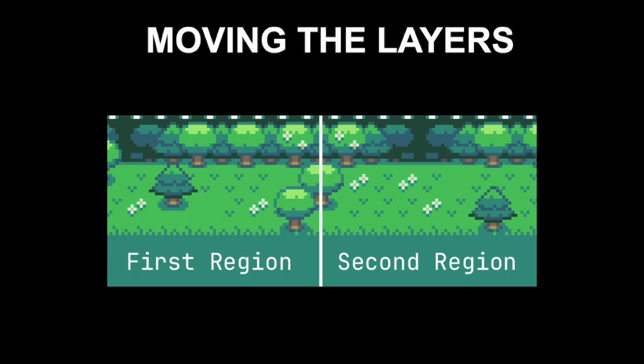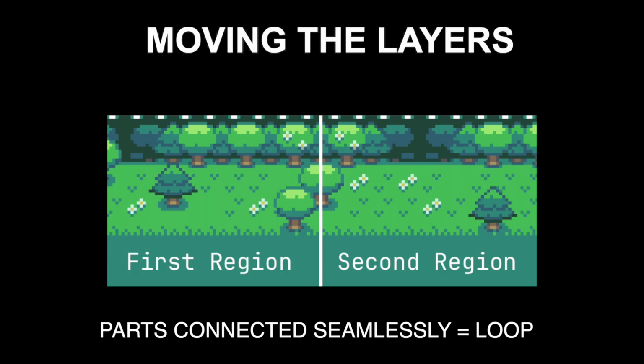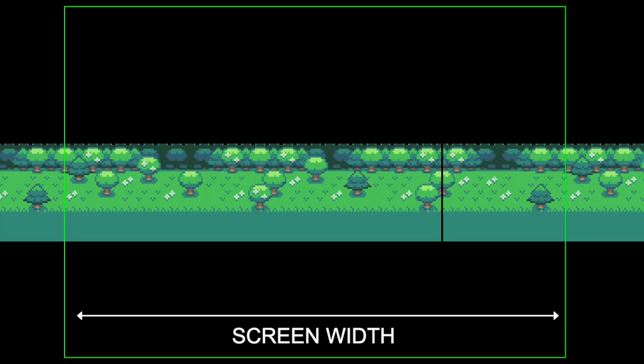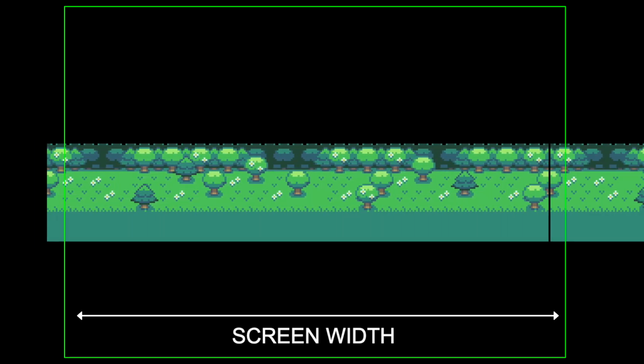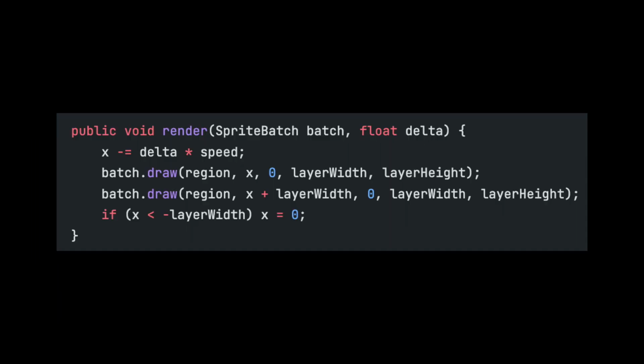Notice that each layer is a seamless image, which means the starting part of each image can be connected seamlessly to the ending part, and this creates a loop. Now by drawing two texture regions placed next to each other, we can create an endless moving animation of the layer. In the code below, the first region is positioned at x, while the second region is positioned at x plus layer width. When x goes below minus layer width, we reset its value to create an endless loop.